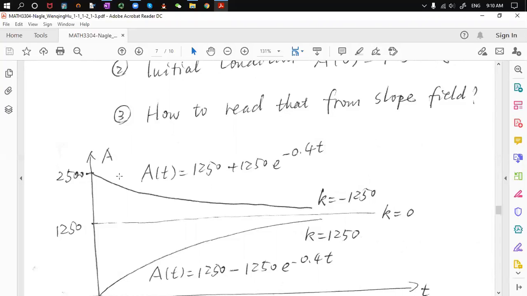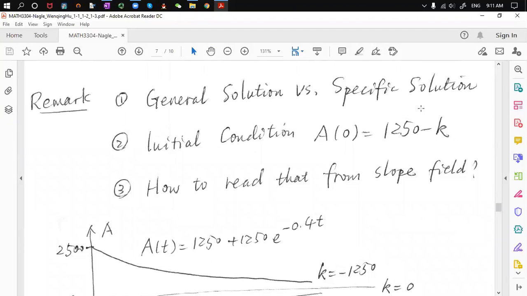And this physically is because of the competition between the two mechanisms: you're simultaneously consuming the drug as well as letting the drug flow into your system, a metabolic system. Okay, so from this example, we see very important notions such as general solution, specific solution, and initial conditions, and these are going to play a very important role in our later analysis.